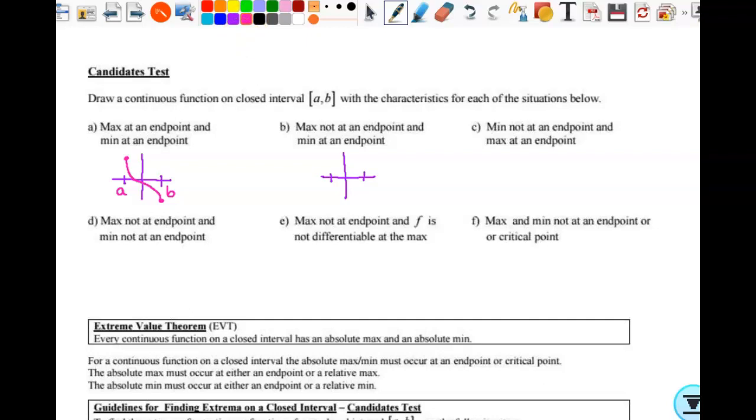All right, so I want a minimum at an endpoint. Here's this, and then my maximum not at an endpoint, something like that. Would that work? Or the opposite, right? It doesn't have to be exactly like mine, but your minimum is at an endpoint, your maximum is not. This is A, this is B.